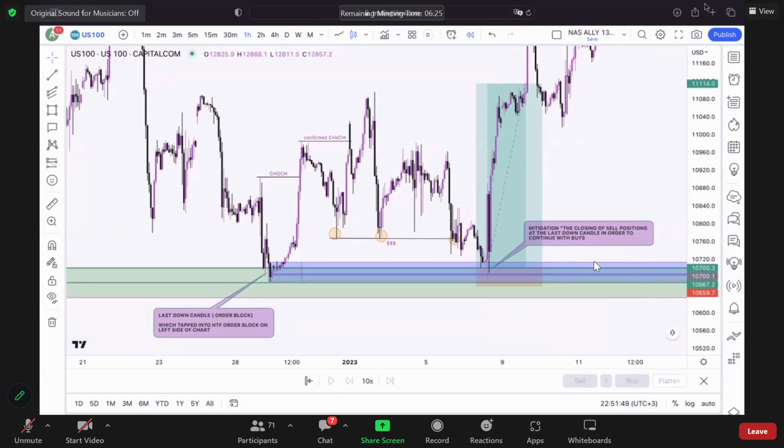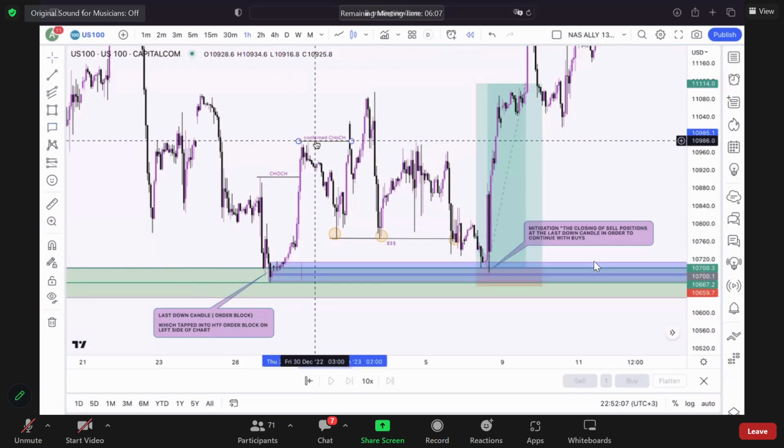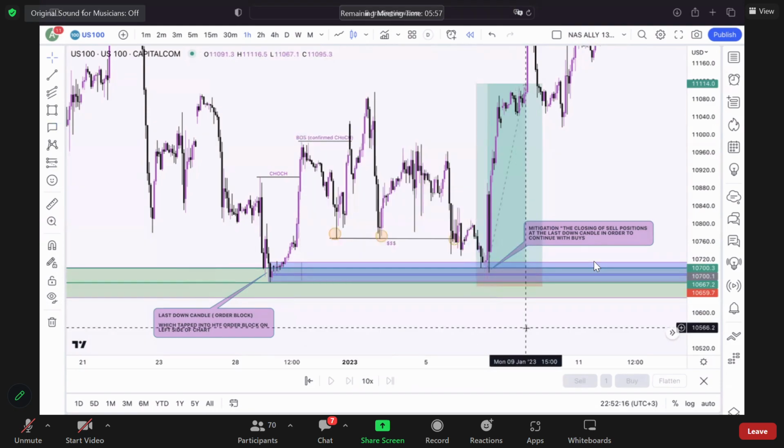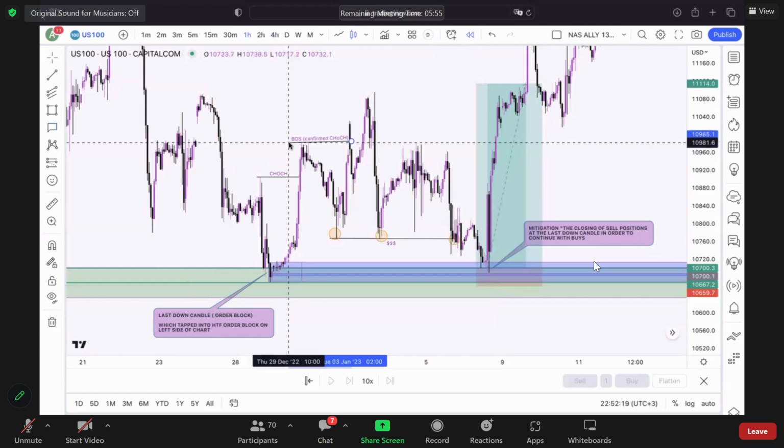Hopefully that makes sense to everybody. Yes. I see that after the change of character, the confirmed change of character is the break of structure that comes before the change of character. Yeah. Okay. So this would just be your break of structure. So we can even just go like break of structure, but in other words, we know that means it's a confirmed change of character. Okay, thank you. Sure.